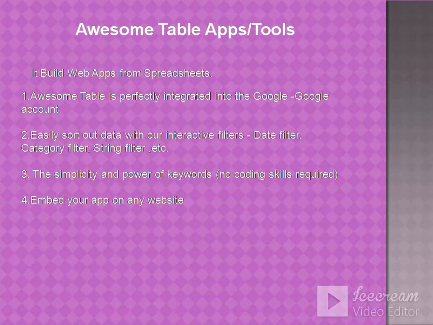Second, it easily sorts data with interactive filters like date filter, category filter, string filter, etc. Third, the simplicity and power of keywords. It does not require any coding. Fourth, embed your app on any website. An Awesome Table app can be embedded on any website like the classic or new Google Sites, Joomla, Weebly and many more. Just copy the embed code and paste it in your web page and then publish your page.